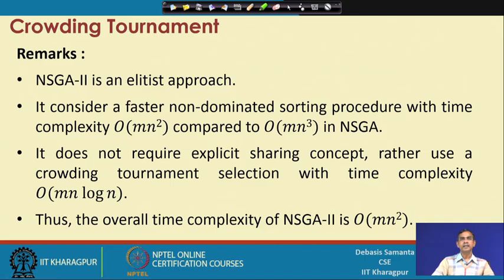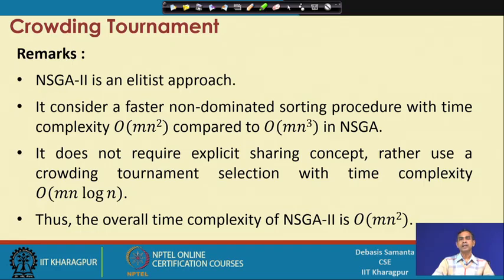Now NSGA 2 is an elitist approach. Why do we say so? This is because when we merge the two solution sets, the previous generation and the next generation, and from there find the non-domination fronts, it selects all the elite solutions first. That is why it is called the elitist approach: the first front, second front, third front, the elitist fronts, are selected first, and the last front is the lowest or worst elitist front. From there we have to select using the crowding tournament selection.